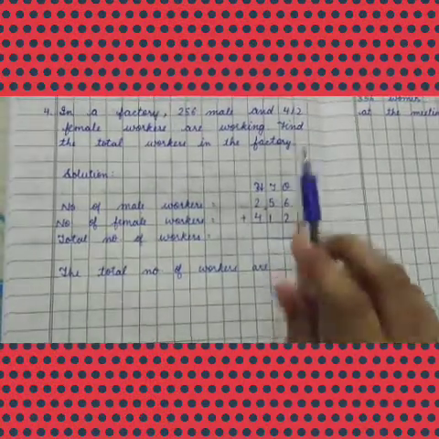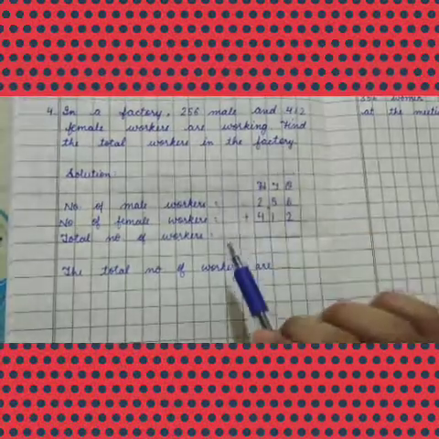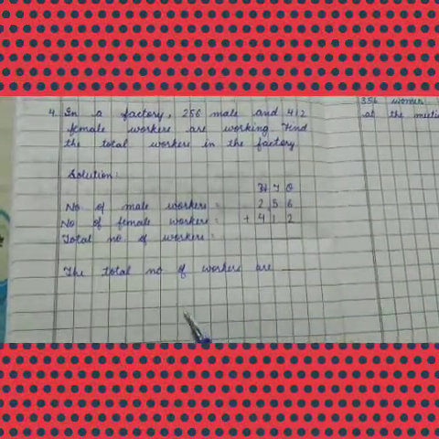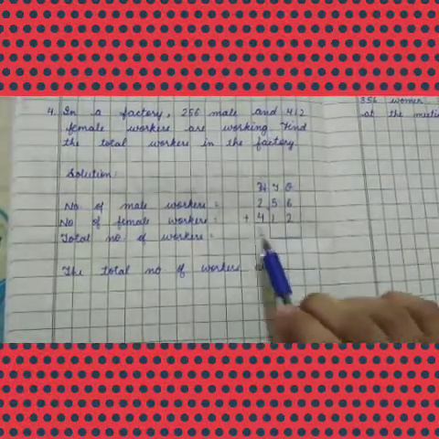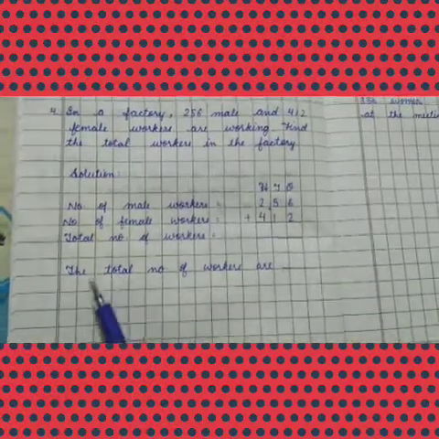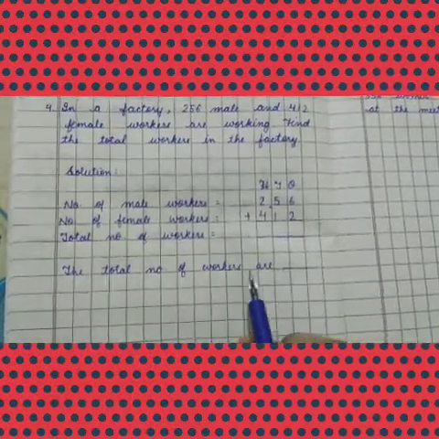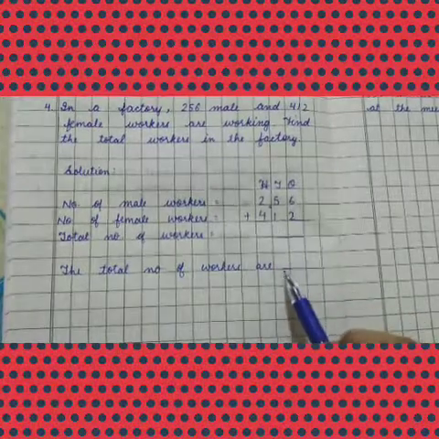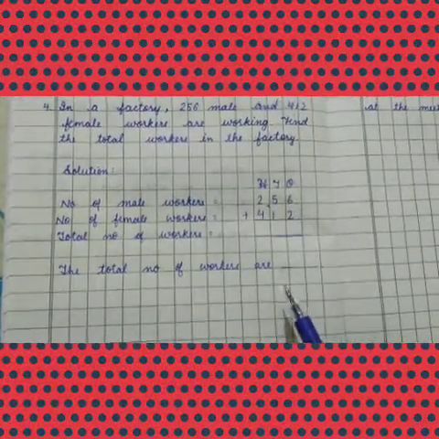Find the total workers in the factory. How many workers are there in total? We have to find that. The workers are, and whatever the number is, you have to write it over here. कितने लोग हैं total? जो अभी आपने calculate करा plus किया, वो आपको यहाँ पर लिखना है.